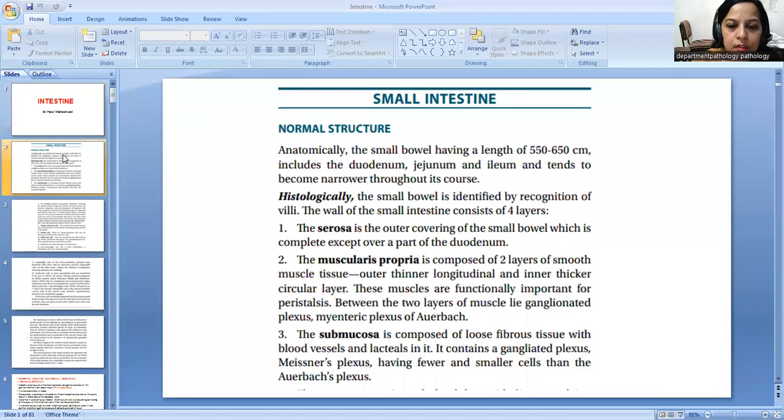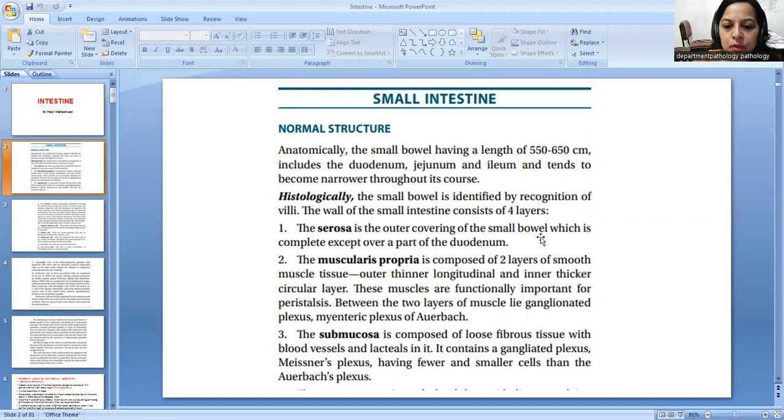So today we will start with the small intestine, and first of all we will read about the normal structure. Anatomically, the small bowel has a length of 550 to 650 centimeters, which includes the duodenum, jejunum, and ileum, and tends to become narrower throughout its course. Histologically, there are four layers: serosa, muscularis propria.